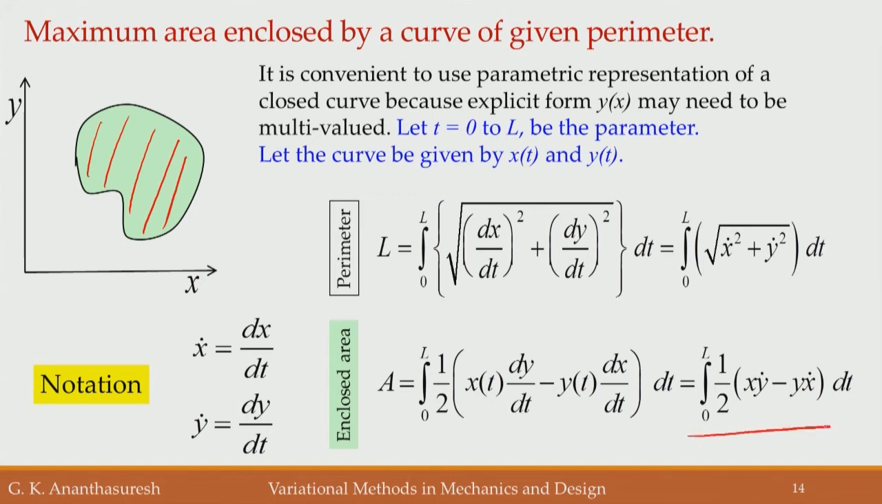If I take x and y as functions of a parameter t, then the area enclosed by a curve, if you give a parametric form for the boundary, is given by this particular integral. Perimeter on the other hand is given by this particular integral. That is something to remember when you have them.